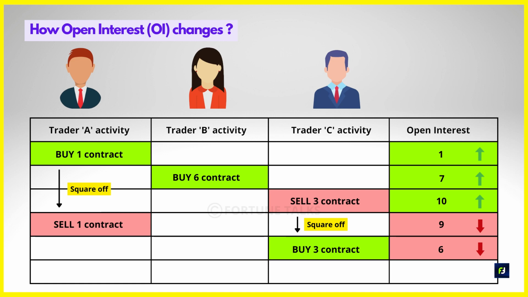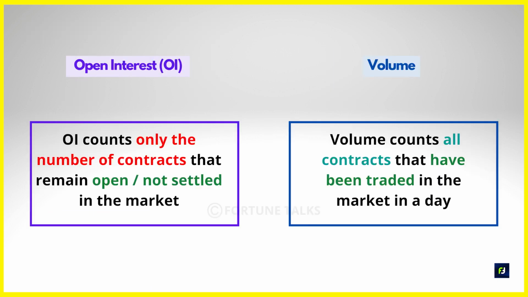Now when person C decides to exit his position, he buys back his 3 contracts and brings the open interest down to 6. At this point, until person B decides to sell her 6 contracts, the open interest will remain constant at 6. So even though open interest and volume are related concepts, one key difference is that volume counts all the contracts that have been traded, while open interest is the total of all the contracts that remain open in the market. Keep in mind that we are talking about the number of contracts and not the number of shares.